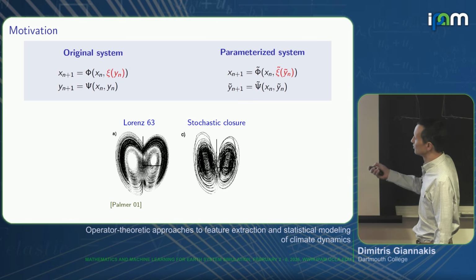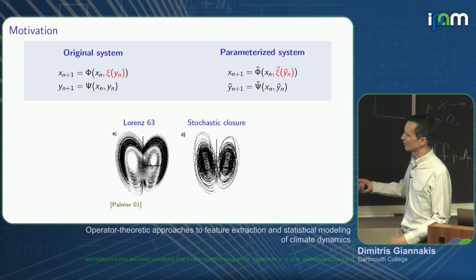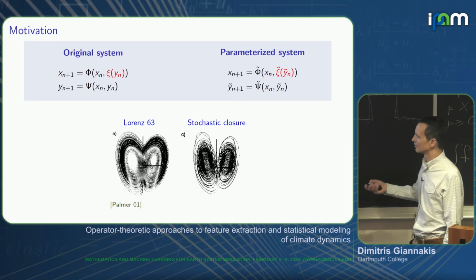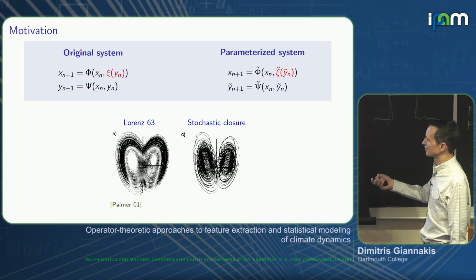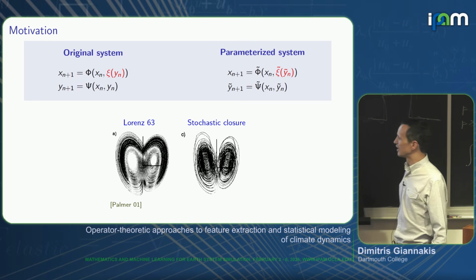But on the other hand, if you do the closure stochastically, so you force the system, you can recover by drawing, I think in this case it was like a Gaussian white noise, a structure that broadly resembles the Lorenz 63 butterfly.